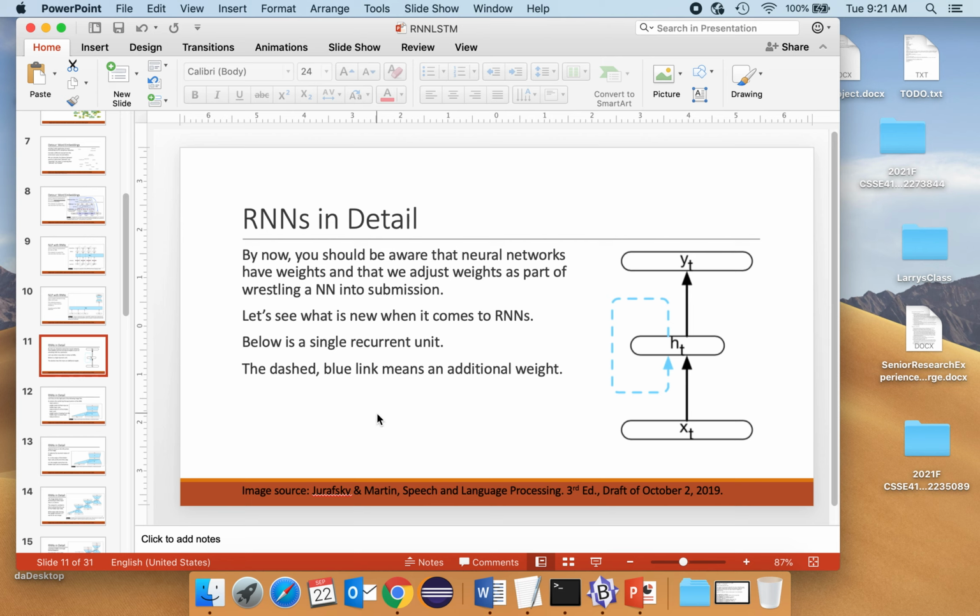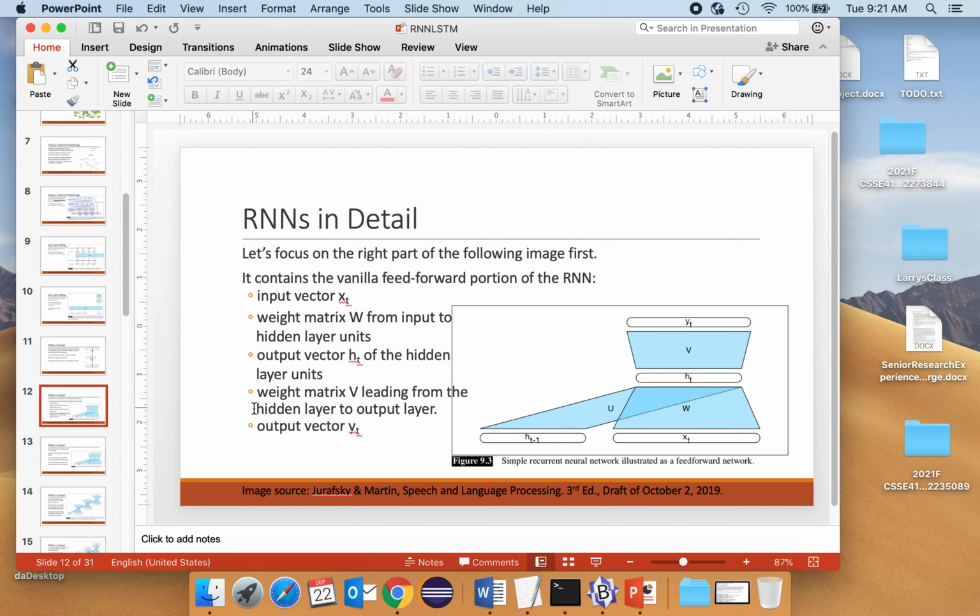So let's have a look at RNNs in detail then. As we know by now, neural networks have weights, and we adjust the weights as part of wrestling those neural networks into submission. So let's see what's new when it comes to recurrent neural networks. Over here we have a single RNN unit. The dashed line is the output being put back onto the unit, and so there's a weight associated with it, just like there's a weight matrix associated with this one, and a weight matrix associated with this one over here. If we have input for more than one unit, then of course there will be another weight matrix associated with this.